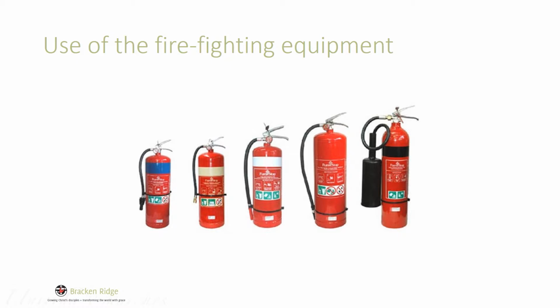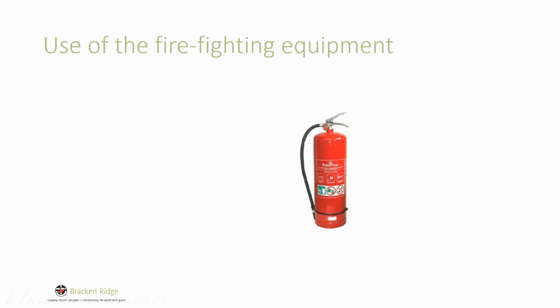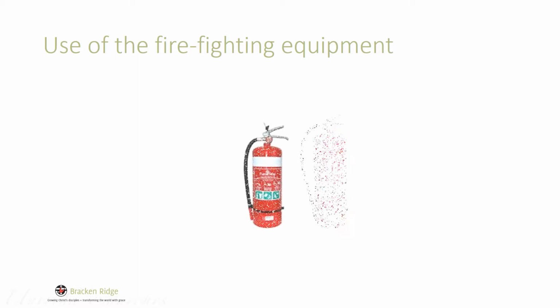Bracken Ridge Uniting Church has both white banded dry chemical and solid red water fire extinguishers. A water fire extinguisher is suitable for use on paper, textile, wood, plastic and rubber fires. They must not be used on electrical fires as this could lead to electrocution. Dry chemical fire extinguishers contain a powdered substance that when discharged can be used on most classes of fire, including equipment that is connected to an electrical source.